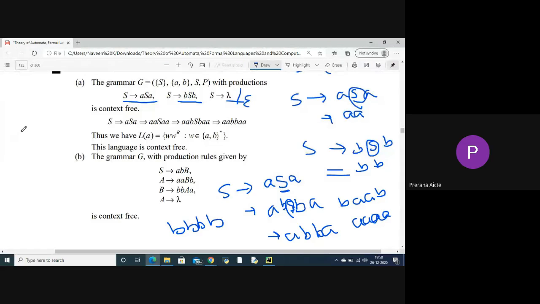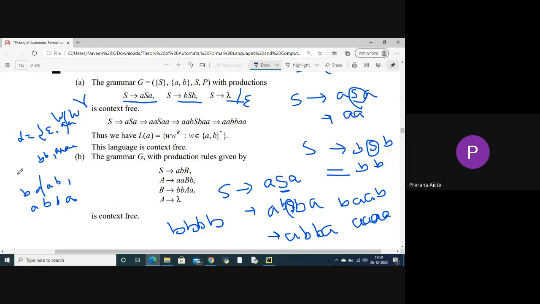So, here the language L is equal to epsilon, AA, BB, AA, BAAB, ABBA, ABBA. So, the language is nothing but it is divided into two parts, W and W power R.